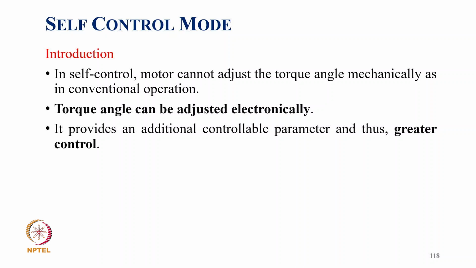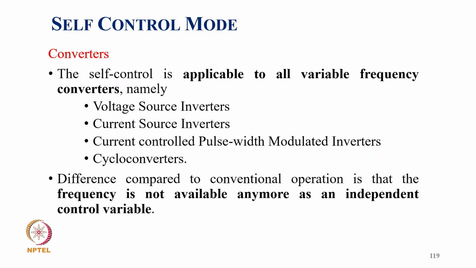So in the self-control mode, the motor cannot adjust the torque angle mechanically, as in conventional operation. The torque angle can be adjusted electronically, which provides an additional controllable parameter and thus greater control. Self-control is applicable to all variable frequency inverters, namely voltage source inverter, current source inverter, current control pulse width modulator inverter, and cycloconverter. The difference compared to conventional operation is that the frequency is not available anymore as an independent control.